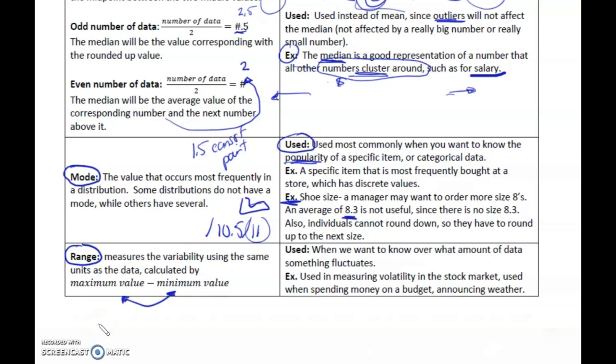So when is this used? When we want to know over what amount of data something fluctuates, like the high of the high, the low of the low. This is used in measuring volatility in the stock market, when spending money on a budget, or announcing weather. For example, tomorrow we're going to have a high of 18, a low of 6. You want to know the max and the min.